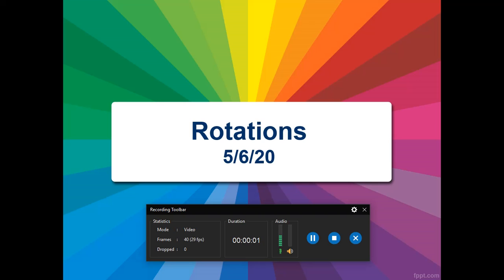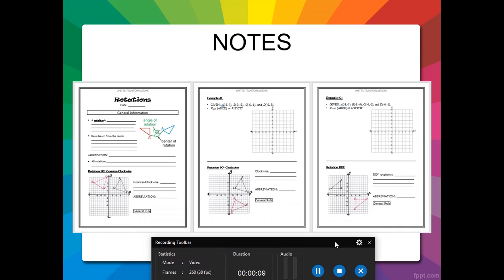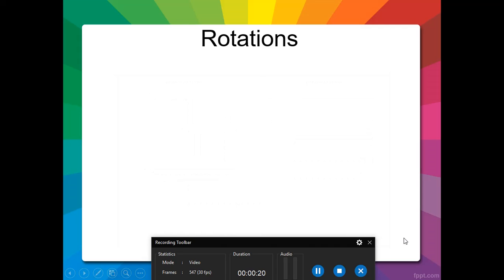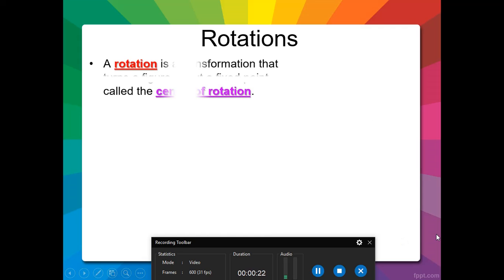Today's topic is rotations in the coordinate plane, and you can use the date of May 6th. These are the first 3 pages of your note packet, and the last 2. The rotation is our 4th transformation in the coordinate plane.